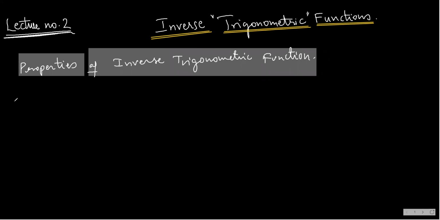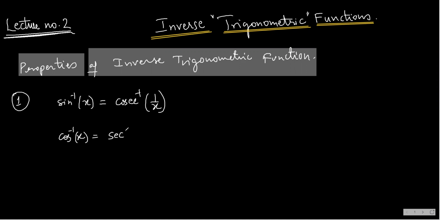So the first one is sine inverse of x is equal to cosec inverse of 1 upon x. Remember this. Similarly, cos inverse of x is sec inverse of 1 upon x. And tan inverse x is equal to cot inverse 1 upon x. So this is the first property.